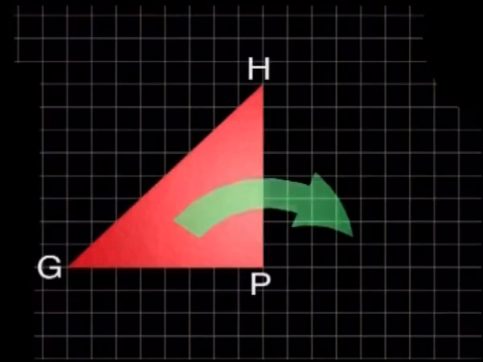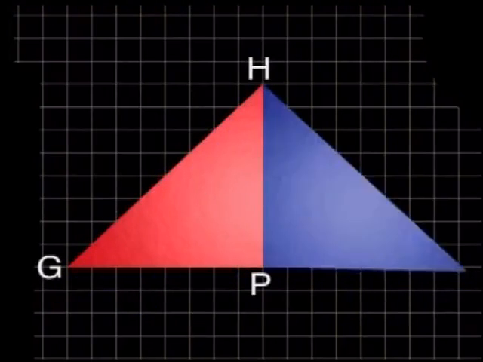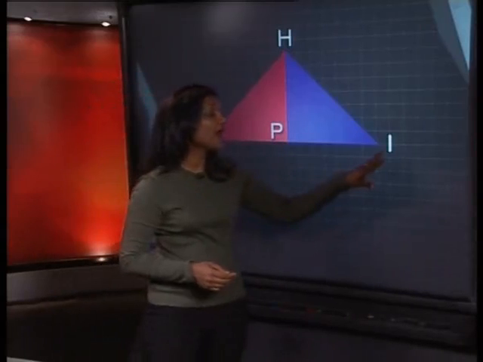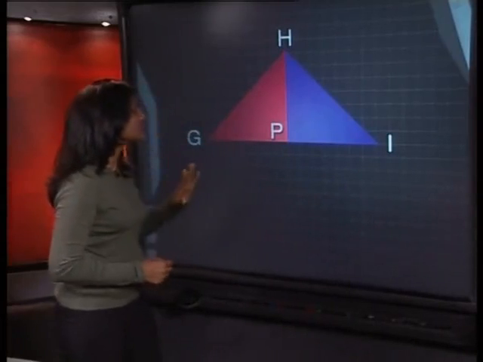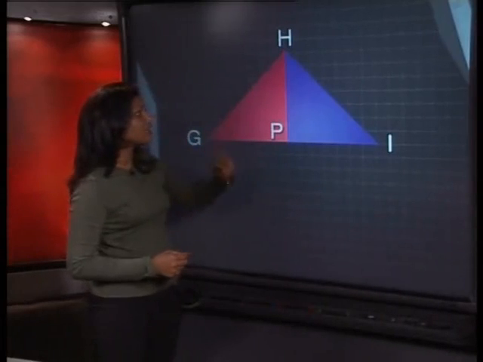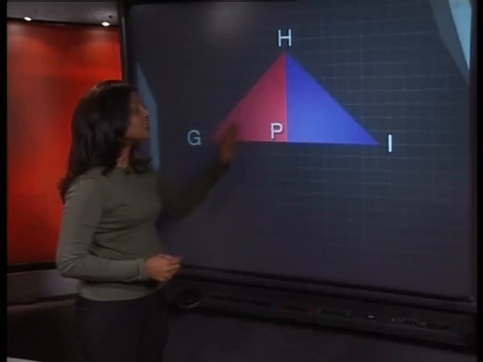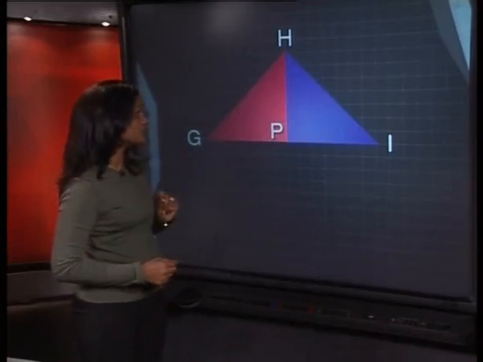Let's see what happens if we reflect triangle GHP using HP as the mirror line or line of symmetry. Let's call this new point here I. Do you see the triangle IPH is an exact image of triangle GPH, and because they're exact images, these two triangles are congruent to each other.